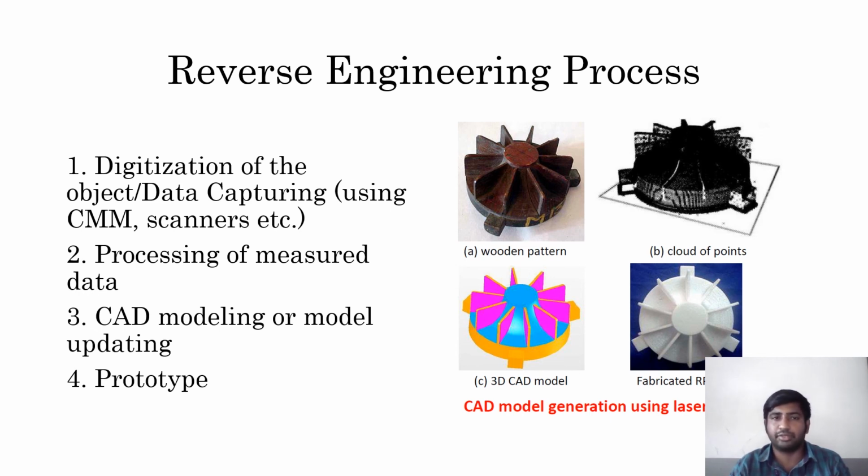Okay, processing of the measured data. This is the measured data. It will be processed in three-dimensional modeling software. After that, the model will be transferred into RP machines, or rapid prototyping machines, in order to create the fabricated part. Okay, so these are the four steps in the reverse engineering process.